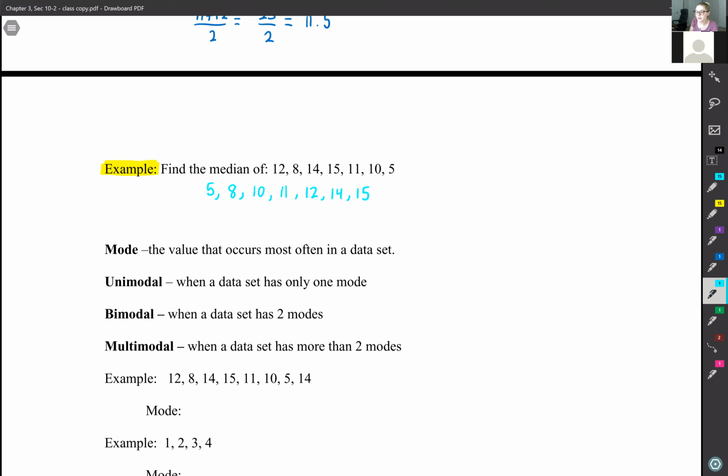Okay, well, this is not too bad since it's an odd number of points. We have 7 data points, so it's just going to be the middle one, which is going to be the fourth one listed, and that's going to be 11. So our answer is 11. Okay, any questions so far before I continue on to our next measure of central tendency?